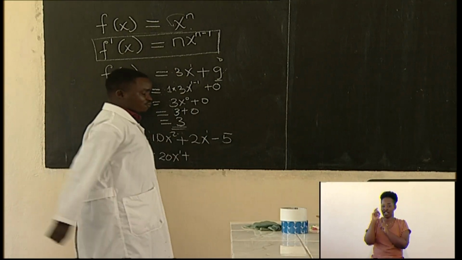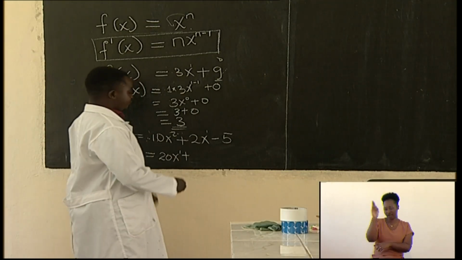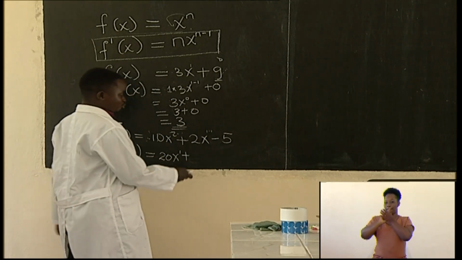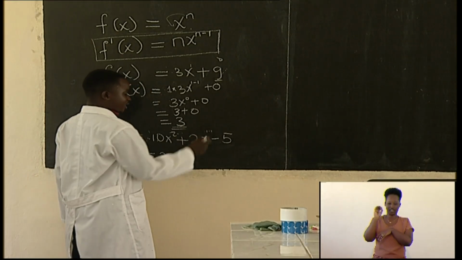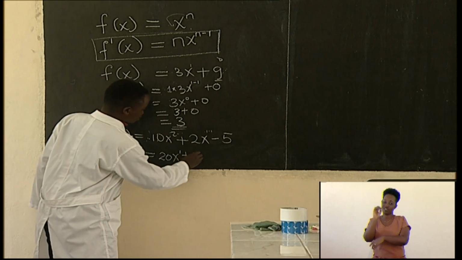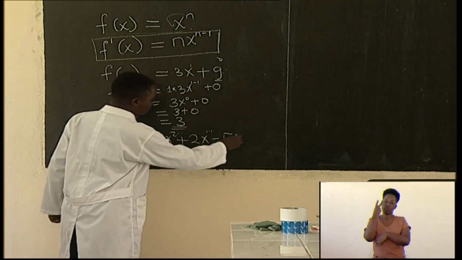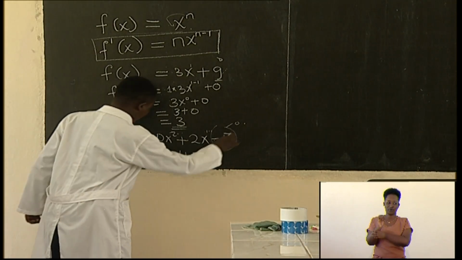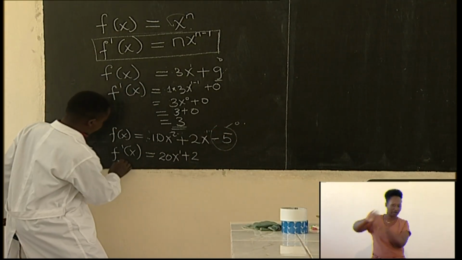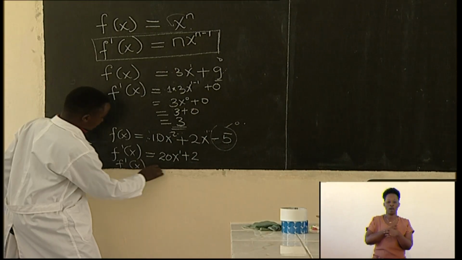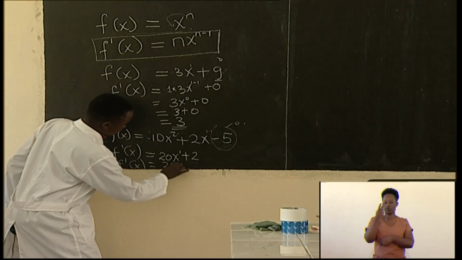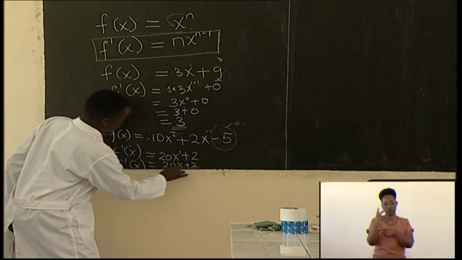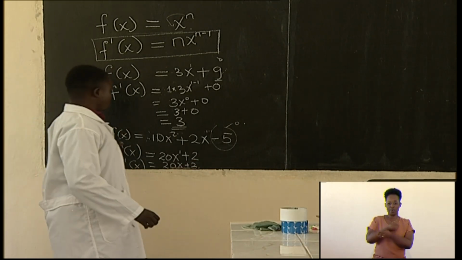X has a power of 1. And remember, when you differentiate, you must reduce the power by 1. When you reduce it by 1, you remain with 0. So x to the power 0, and any number to the power 0 is 1. So you remain with 2. When you differentiate a constant, it gives you 0, so plus 0, you may not indicate it. So finally, our derivative function of that is 20x plus 2. So that is our derivative function of this.